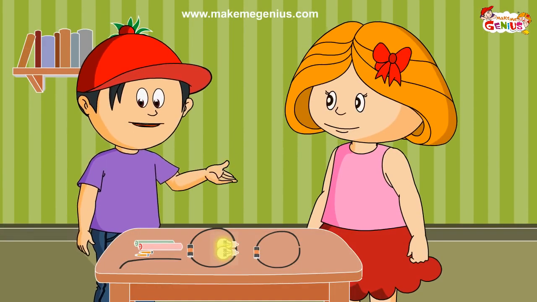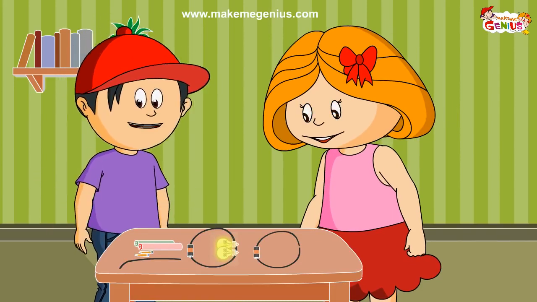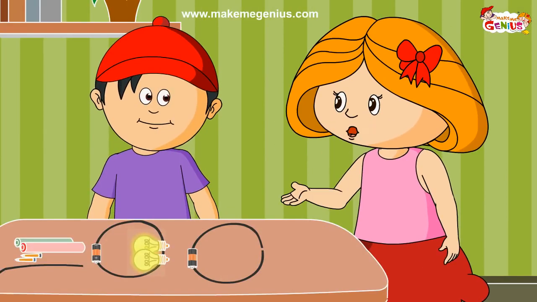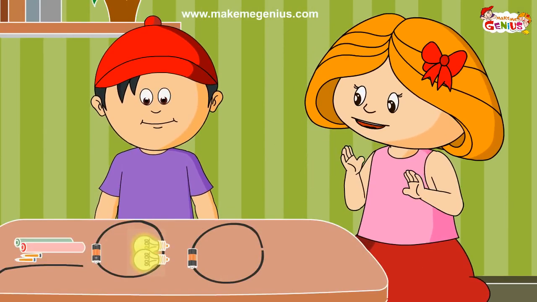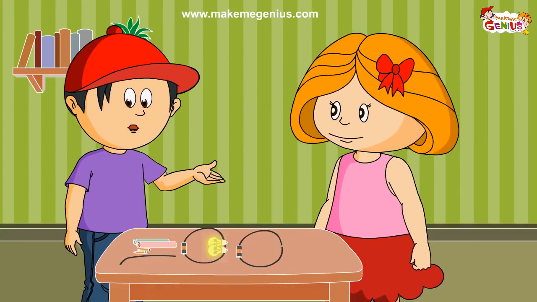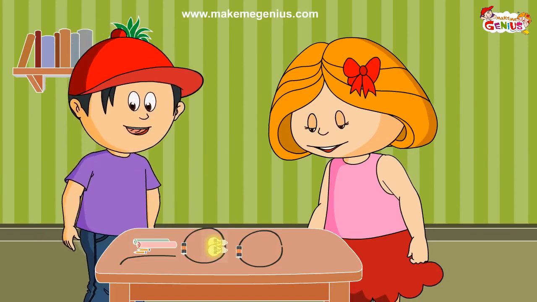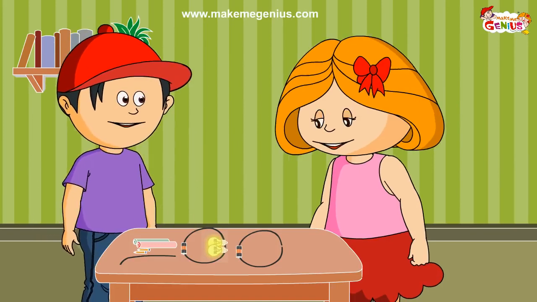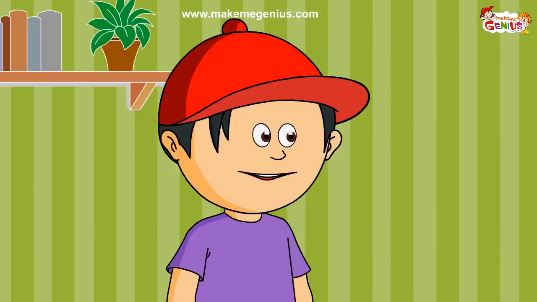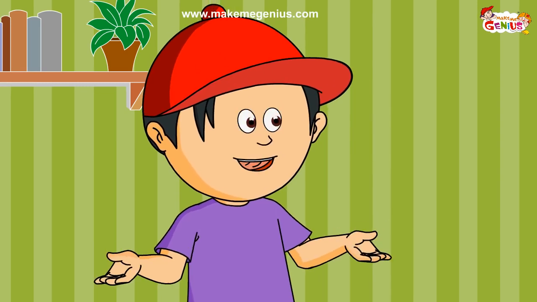Look at my circuit. It has a battery and two bulbs, and it is complete with wires. Yeah, it is very good. This kind of circuit is known as a simple or series circuit. Oh, so if this is a simple circuit, is there something called a complex circuit? There are two kinds of circuit, series and parallel. So mine is a series circuit. Can you tell me about parallel circuit?